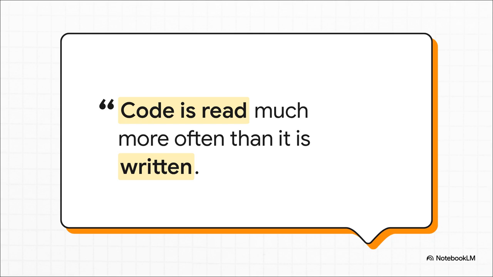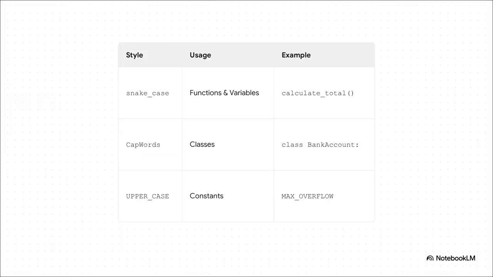The point isn't just to write code that works. The point is to write code that's clear and easy for other people, and you, 6 months from now, to actually read and understand. Readability really, really counts. So what does that look like? Well, PEP 8 suggests a few really simple naming rules.